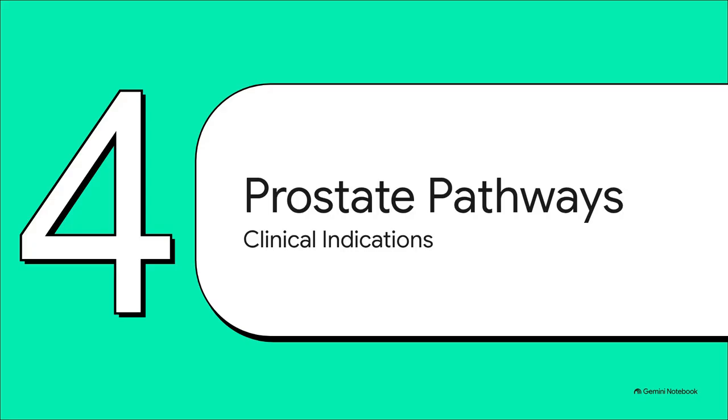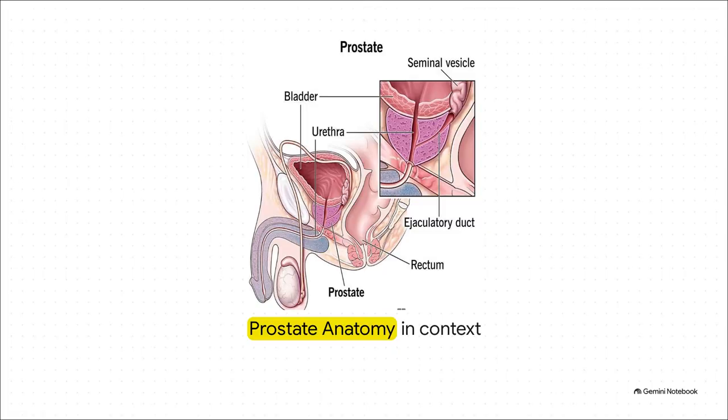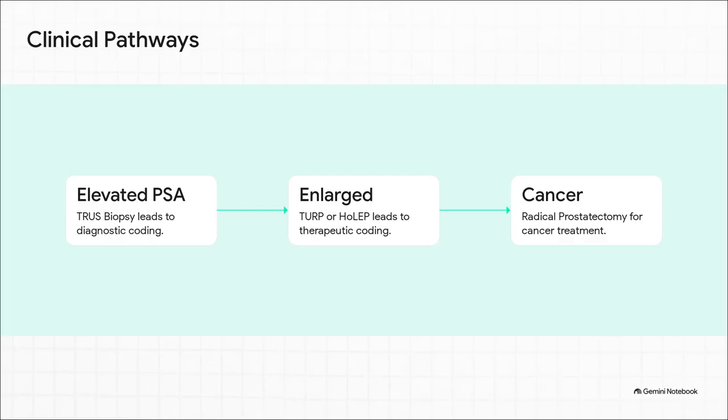Which brings us to our final stop, Section 4, Prostate Clinical Pathways. Let's think back to our anatomy for a second. Because the prostate intimately hugs the urethra, any benign enlargement is going to physically squeeze that pathway, causing all those classic obstructive symptoms we code for every single day. The physical anatomy absolutely forces the clinical indication. Let's actually trace these clinical routes step by step, because the indication dictates the procedure, which dictates the code.